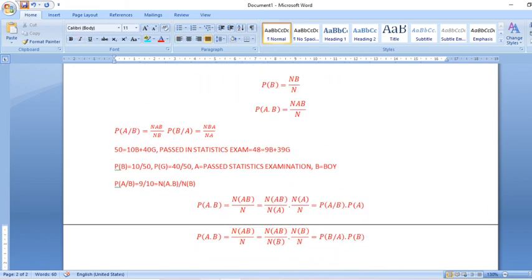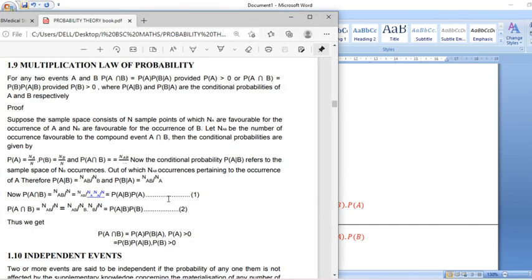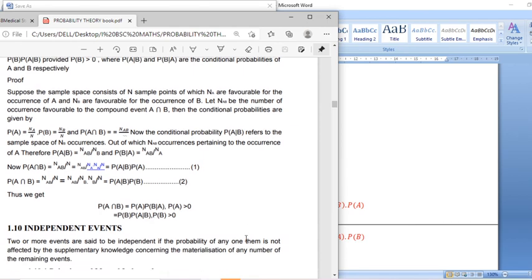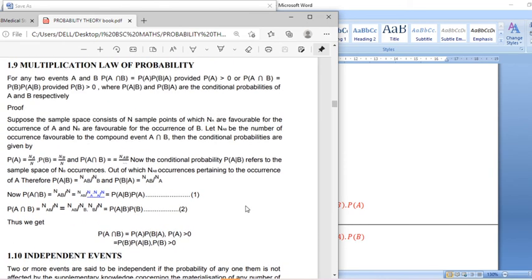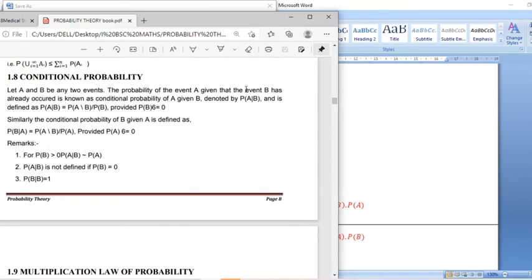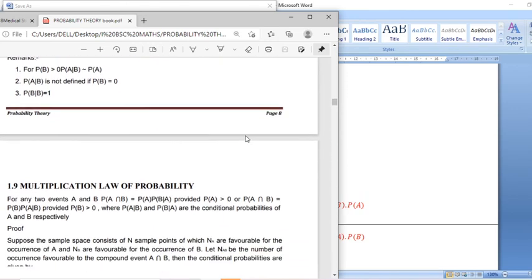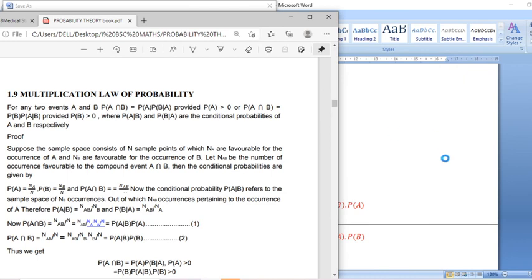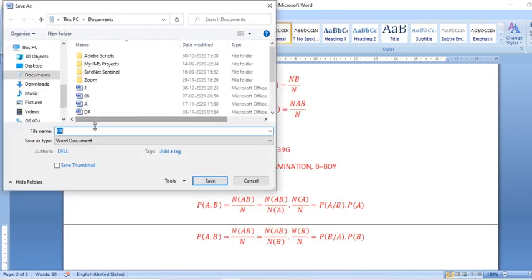So you can write up to this and submit it on the Moodle platform. I will share the link on the Moodle platform, and you can study conditional probability and the multiplication law. I will share this note with you.